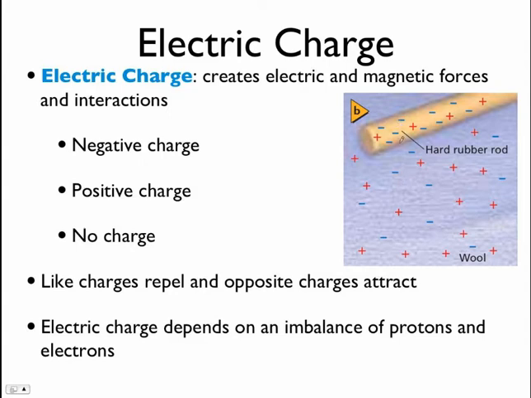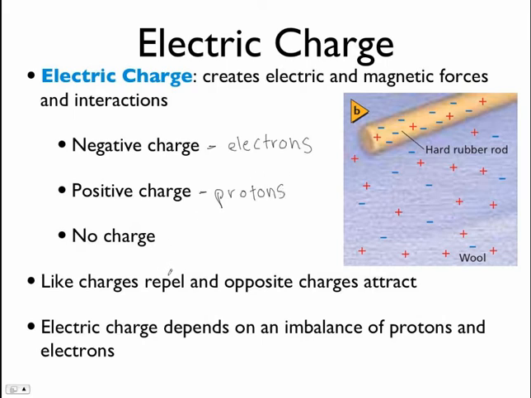You can see if you have a hard rubber rod and you rub it on wool, it'll actually charge and make some static electricity. Again, your negative charge is your electrons, and your positive charge is your protons. And you are neutral when your electrons equal your protons.